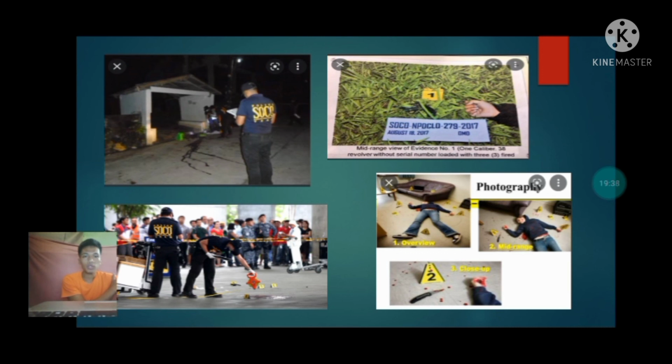So this picture is a picture of SOCO team who are collecting evidence in the crime scene. SOCO will only respond upon the request through the operations center, turn over the crime scene to the IOC in case the SOCO team temporarily suspends the processing, perform the initial or the final survey with the IOC, and lastly, accomplish the inventory of evidence collected form before leaving the crime scene.